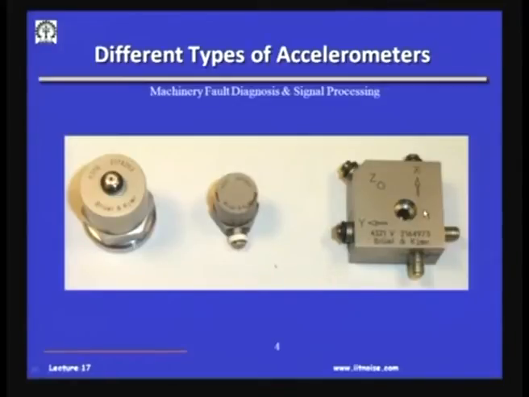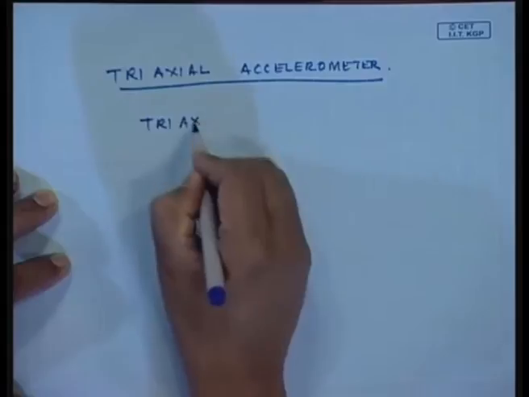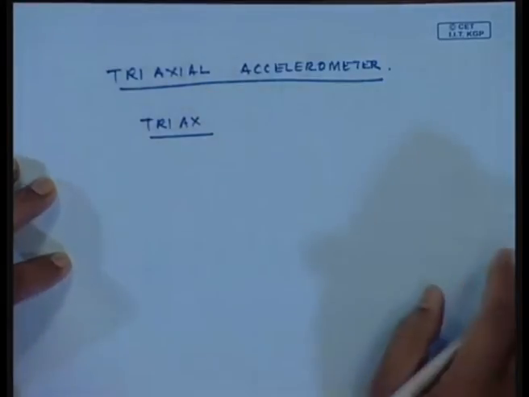So, you can think of it that 3 piezoelectric crystals having mutually perpendicular orientations have been put together, so that at one point I can measure the vibration in 3 directions. This is very convenient, that I need not put 3 uniaxial accelerometers, rather at one place I put a triaxial accelerometer, and sometimes in short it is known as a triax, people loosely call it triax.